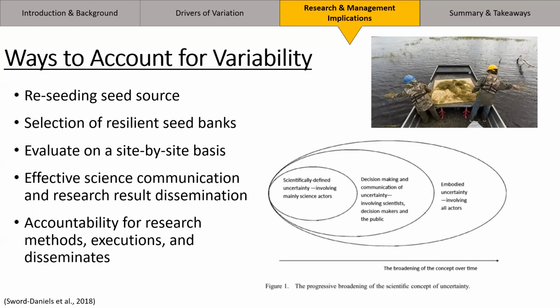It's too difficult to make meaningful recommendations for management when doing a study across a wide range of wild rice stands in most cases. For scientists, effective science communication and research result dissemination are critical. There is so much complexity and uncertainty in these environments. Building trust with communities is ineffective by promising precise research results.